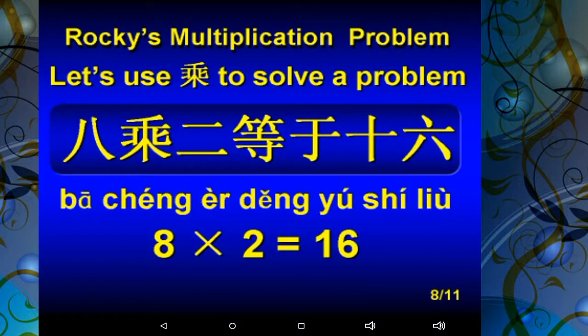Now I'm going to give you a multiplication problem, and the problem is 8 times 2. Please don't look at the answer. And let's use Chun to solve a problem. 8乘2等于16. Is that the answer? 16? I think so. The answer is right here. 16.